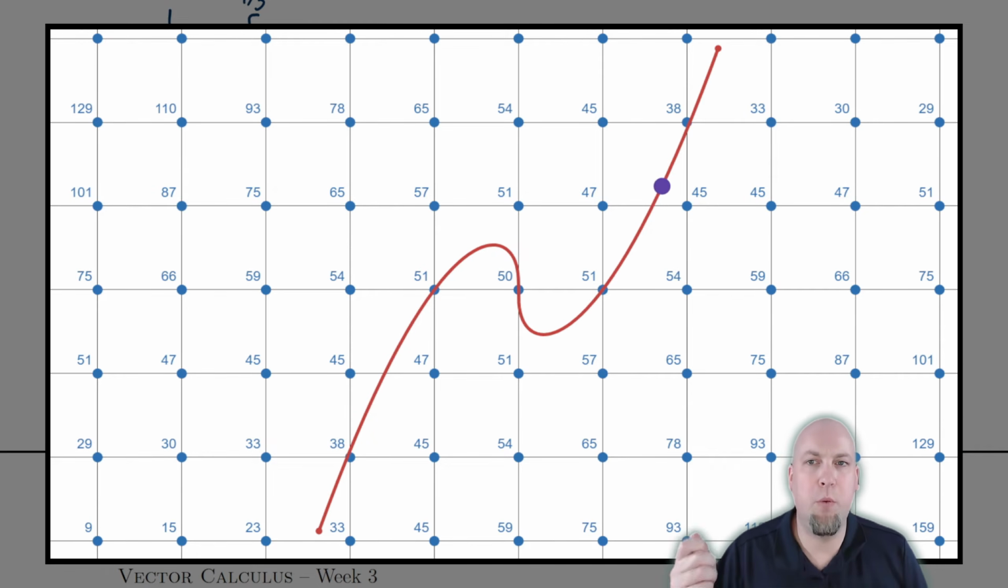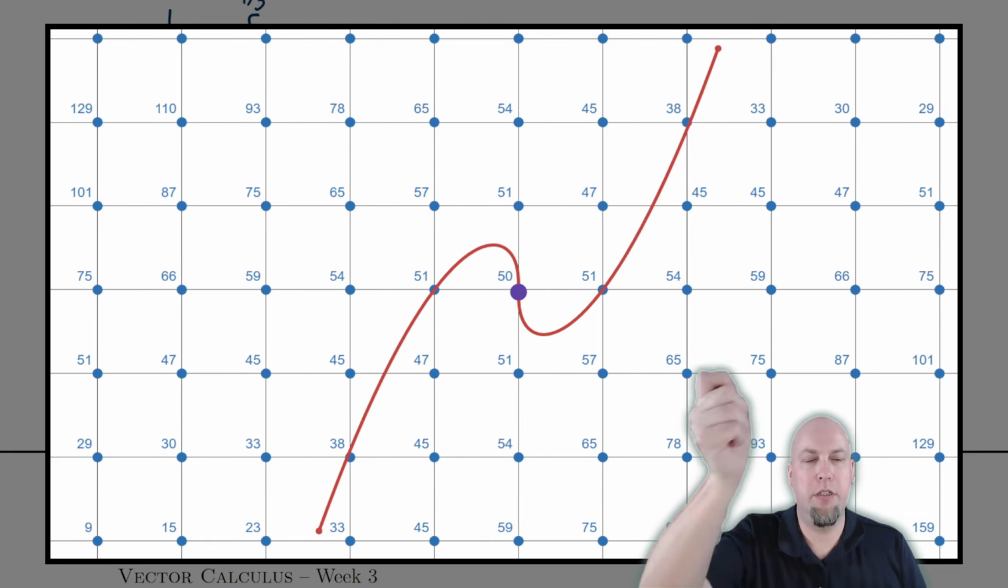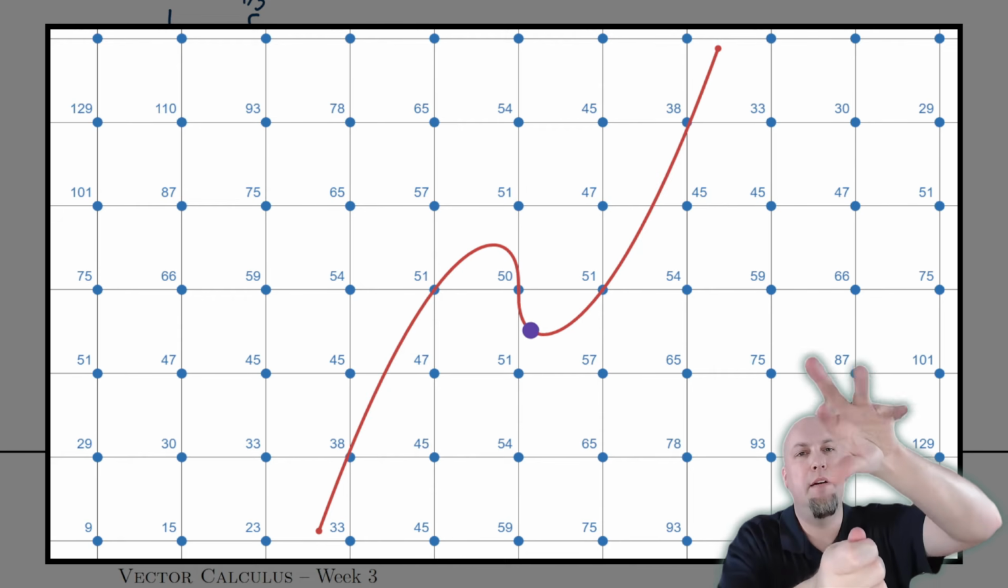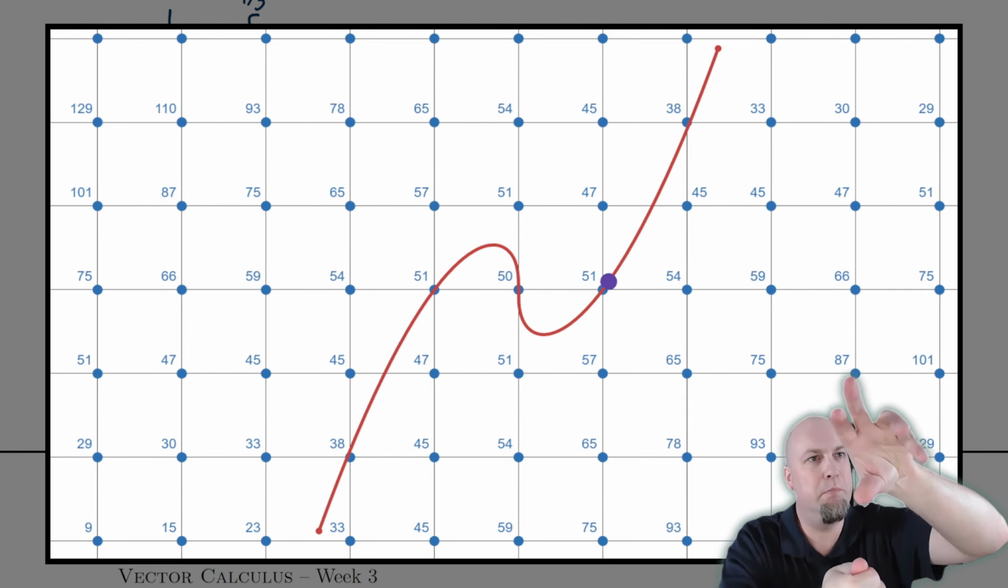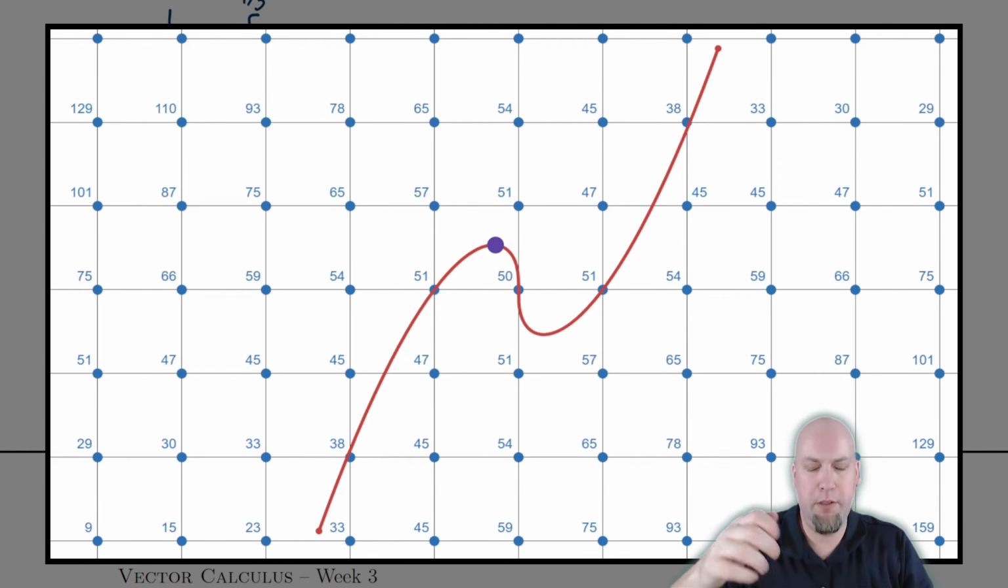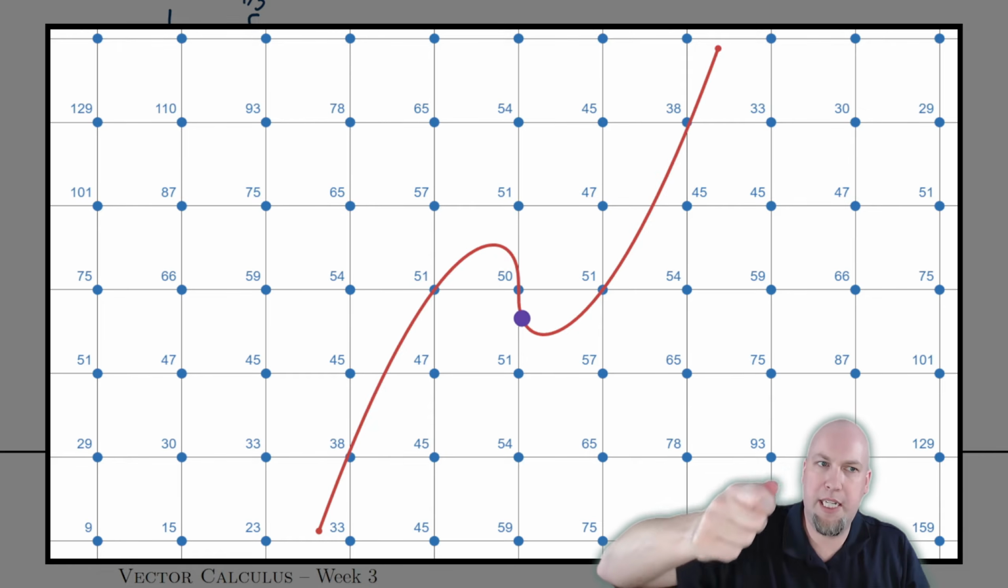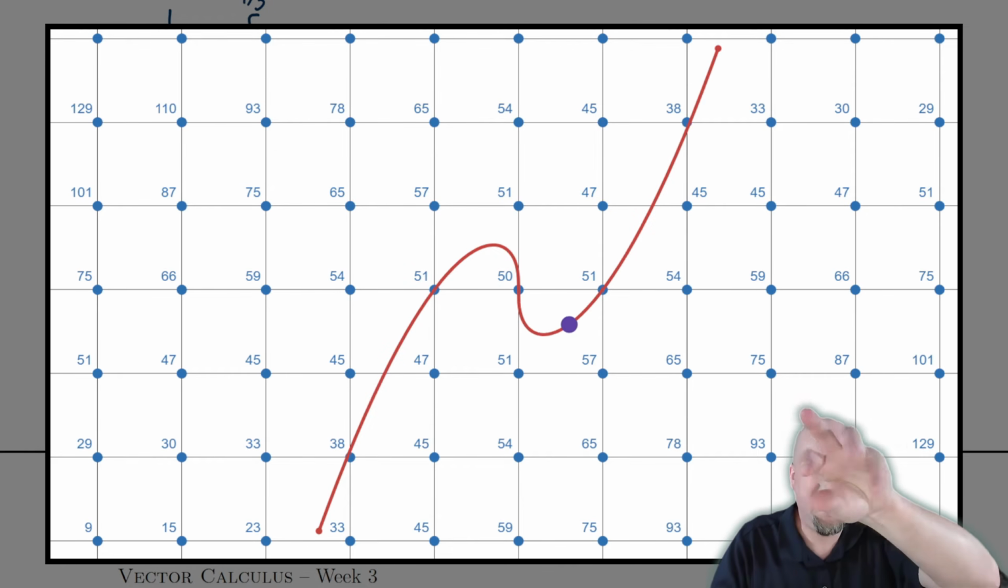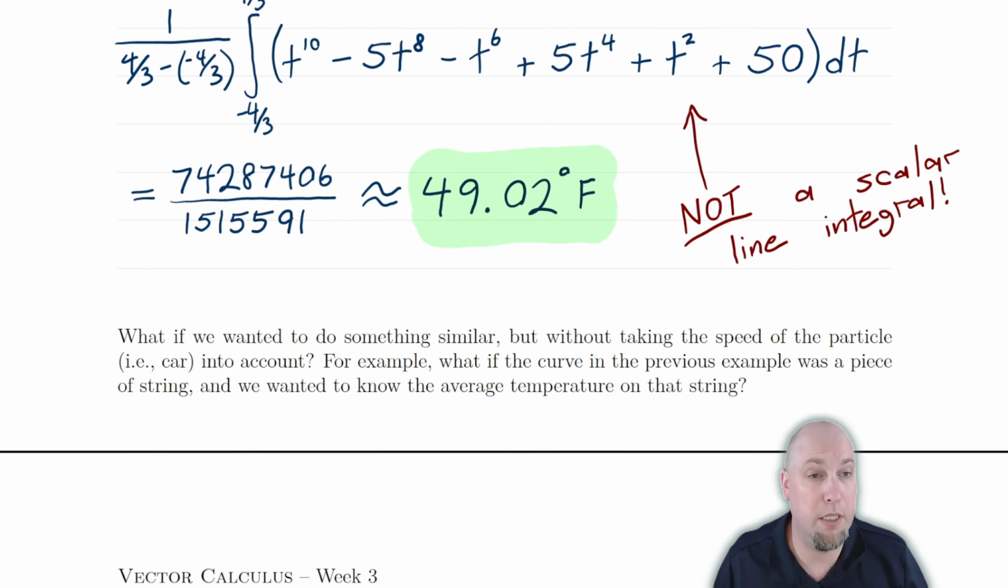So if you're averaging with respect to time, like we did in this calculation, then what's going to happen is when you're averaging over time, you're accumulating more of the temperature measurements in the middle near t equals 0 where the car is going slow. If you imagine someone hanging out the window taking temperature measurements as they drive, they're taking more measurements in the region near the origin because the car's going slower there. They're averaging with respect to time. And that's what makes it not a scalar line integral, okay?